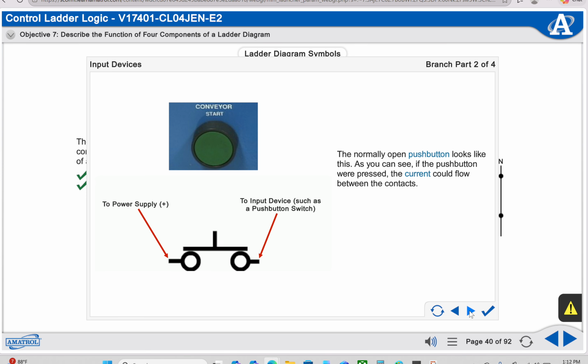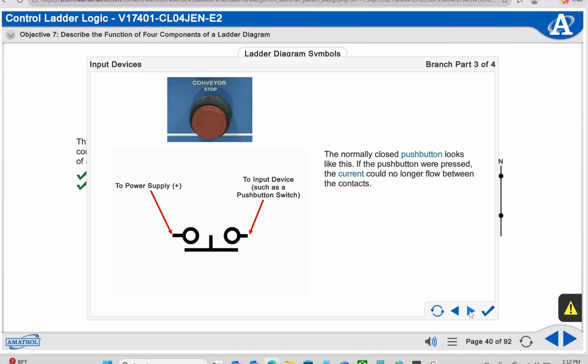The normally open push button looks like this. As you can see, if the push button were pressed, the current could flow between the contacts. The normally closed push button looks like this. If the push button were pressed, the current could no longer flow between the contacts.